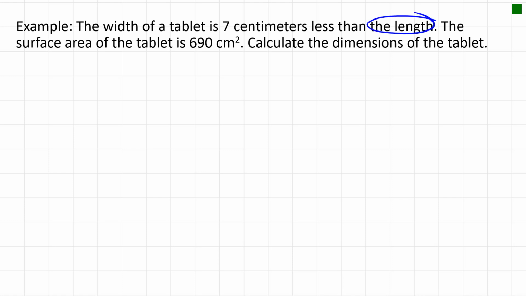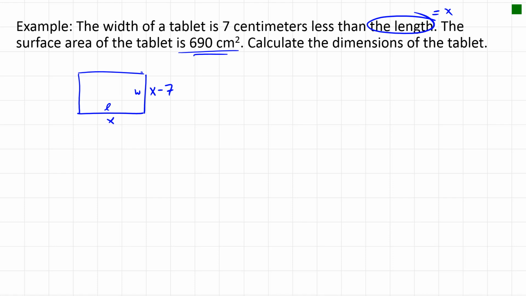So the length is the simplest thing that we could make equal to our variable x. So I'm going to draw a rectangle here. If our length is equal to x, the width is 7 centimeters less than that. So our length is equal to x, our width would be x subtract 7. And we know that the surface area is 690 square centimeters. So again, we are using an area to define this relationship.